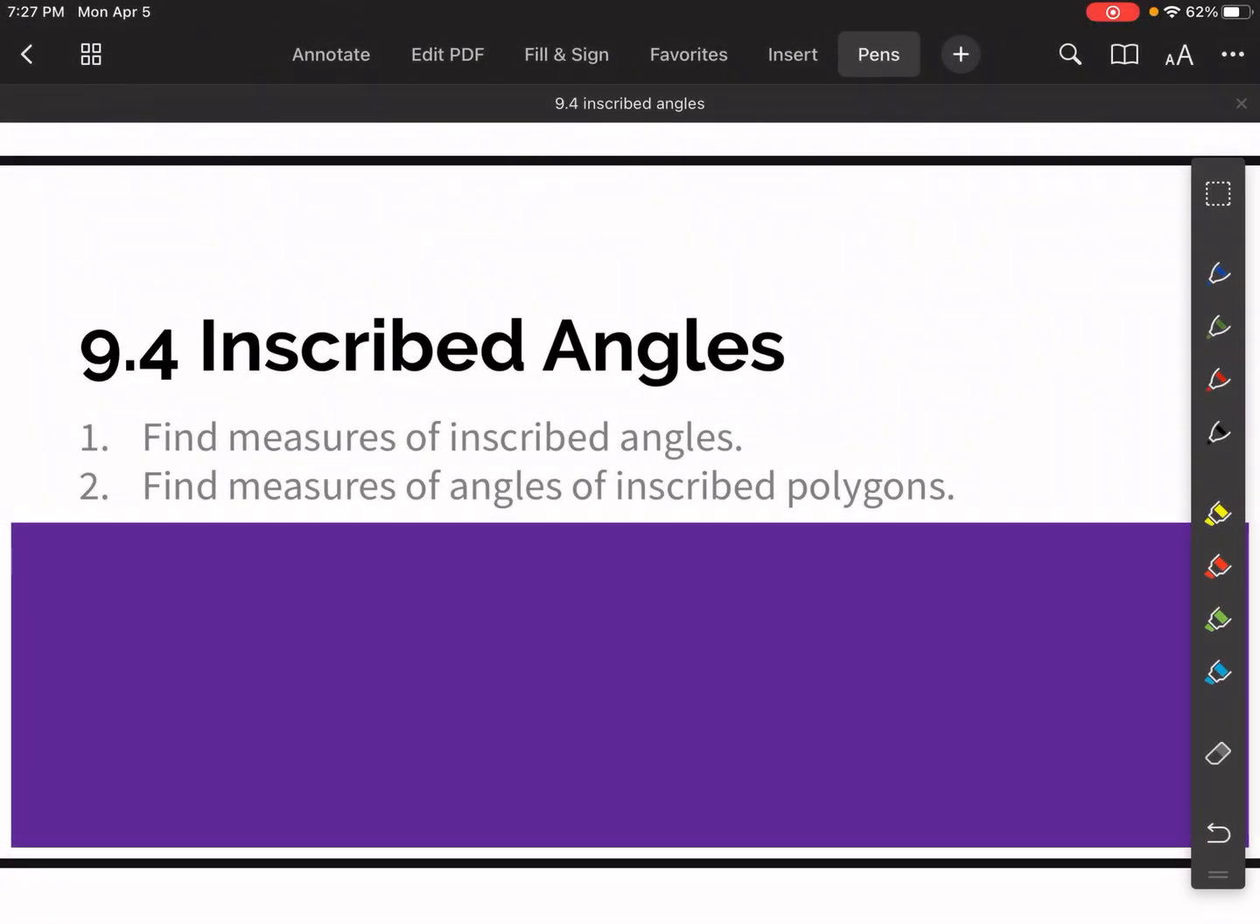All right, guys, for 9.4, we're going to get into some inscribed angles, and I'll tell you what that means in just a minute. But for today, we have two things that we got to get done. One, we have to be able to find measures of inscribed angles, and two, we need to find measures of angles of inscribed polygons. So those are two objectives for our day. Let's check it out. 9.4, inscribed angles.